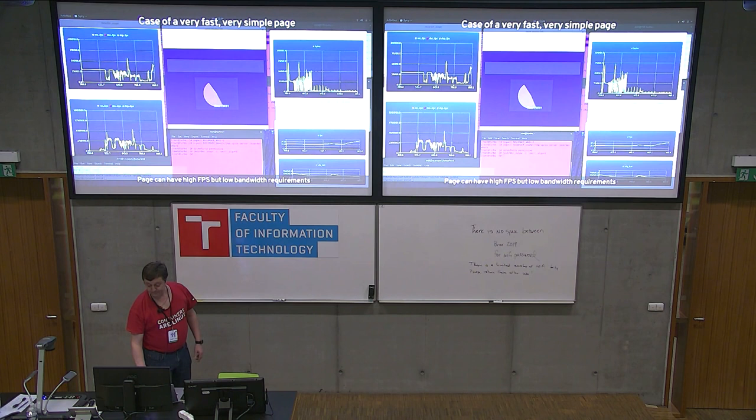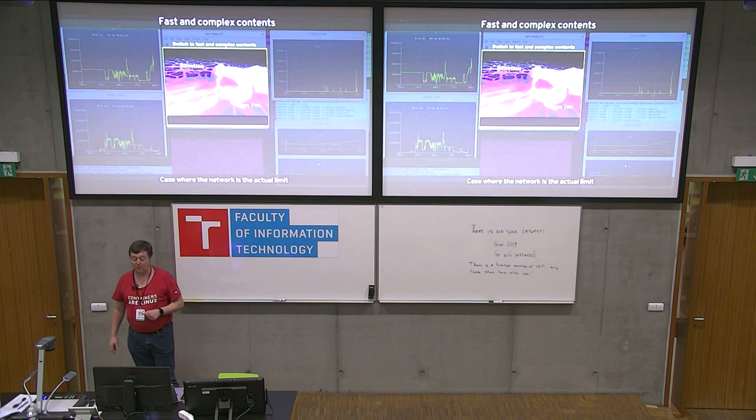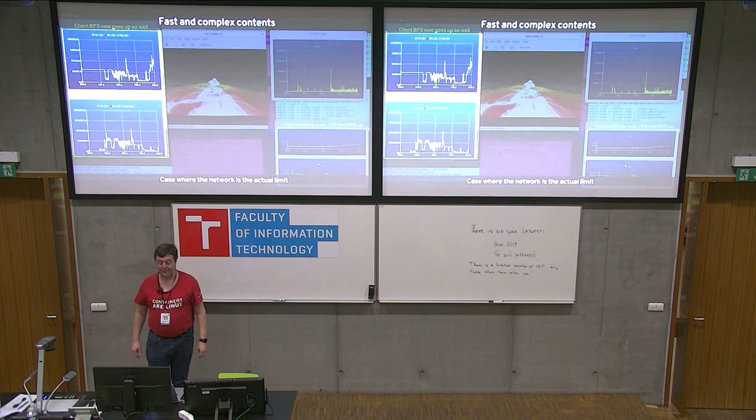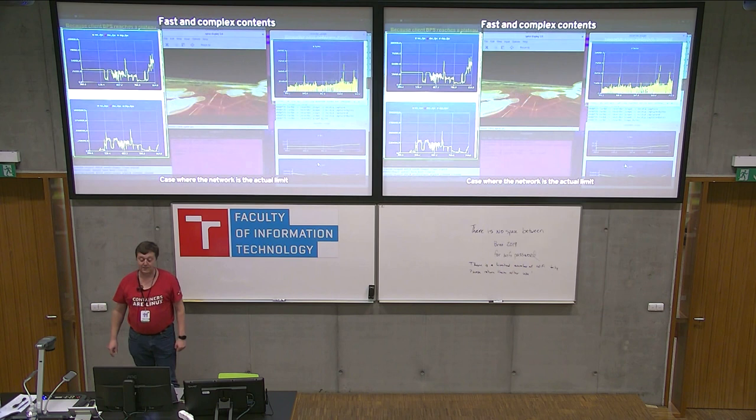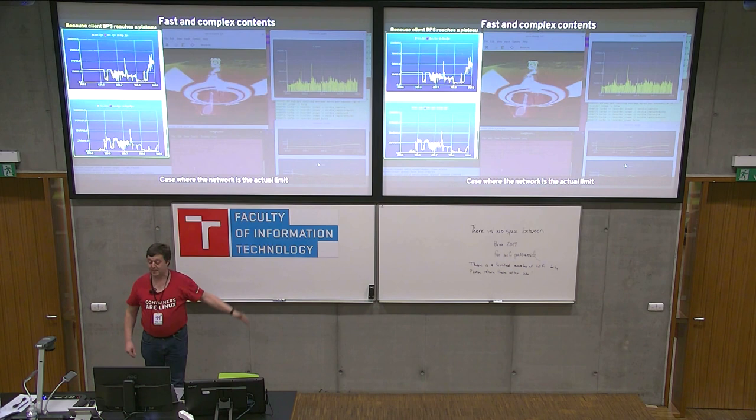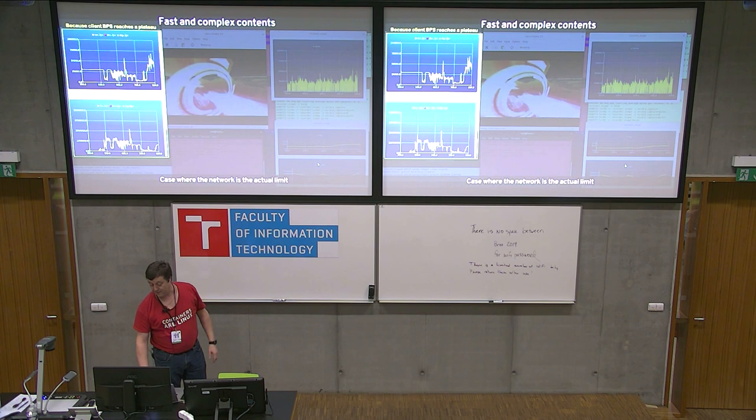So if we have content that is both fast and complex, then you'll see that there is a requirement for higher bandwidth on the left, and then both adjust on the right in the same way. So now the encoder ends up being network limited, and the reason is because at some point on the left, the bytes per second reaches the plateau, so it no longer increases, and that's why the system stops. So it basically uses as much bandwidth as it can.